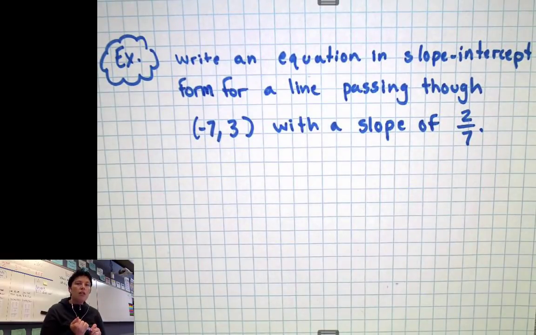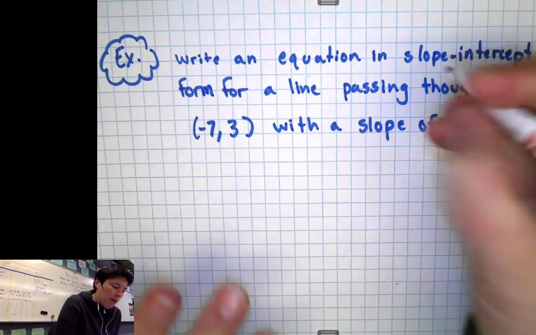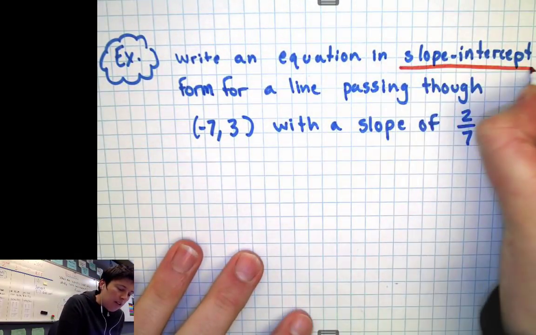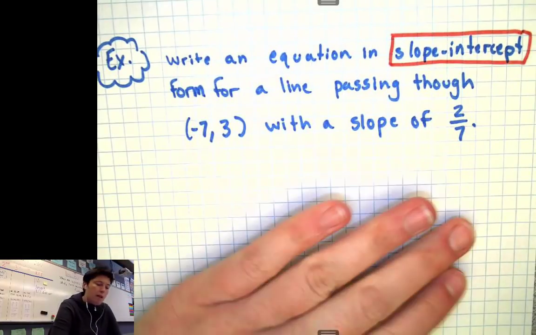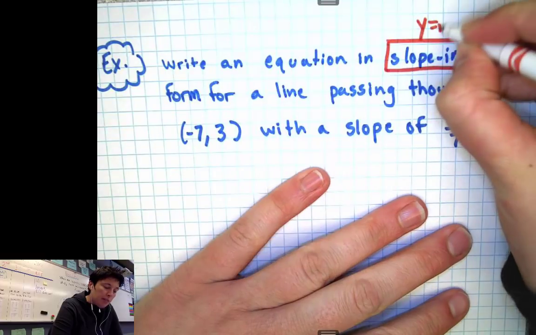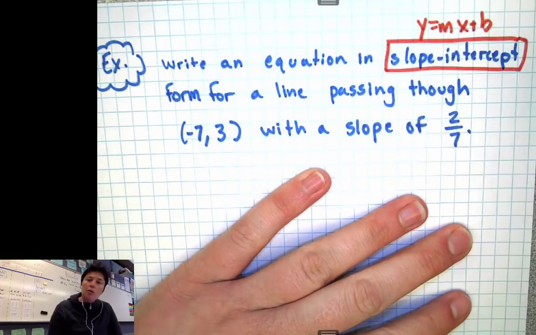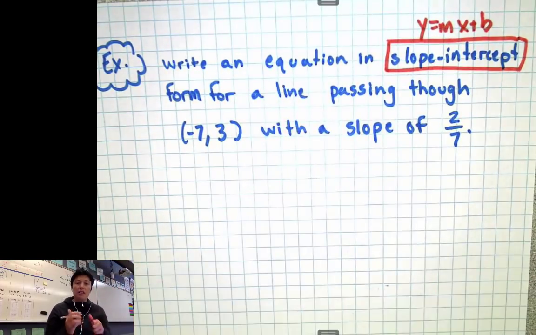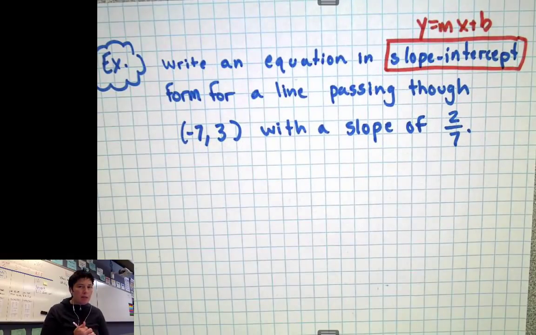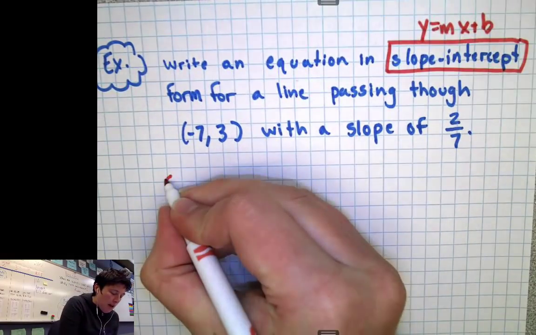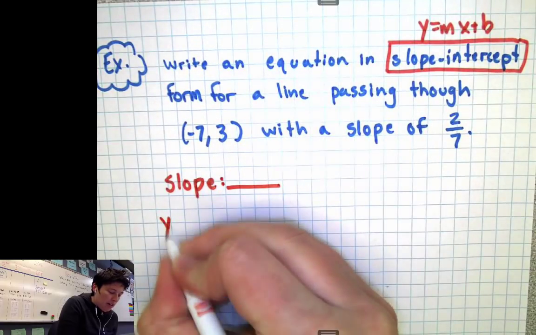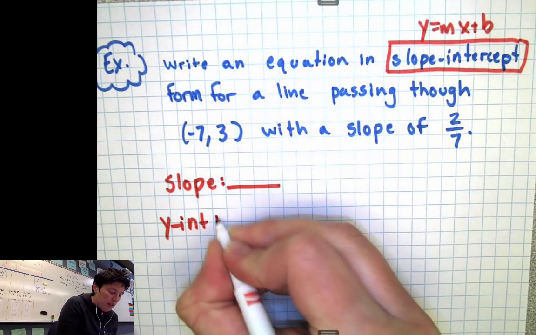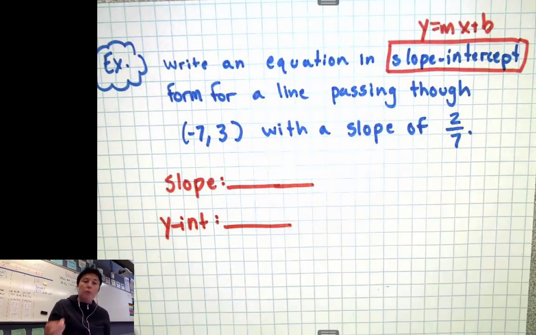Again, it all comes down to read the directions. This time it says write an equation in slope-intercept form. The second I read slope-intercept, my brain goes to y equals mx plus b. So it is so important that I pay attention to what it is telling me. So y equals mx plus b means I need m, the slope, and I need b, the y-intercept. Those are the two things I need to find: what's m and what's b.